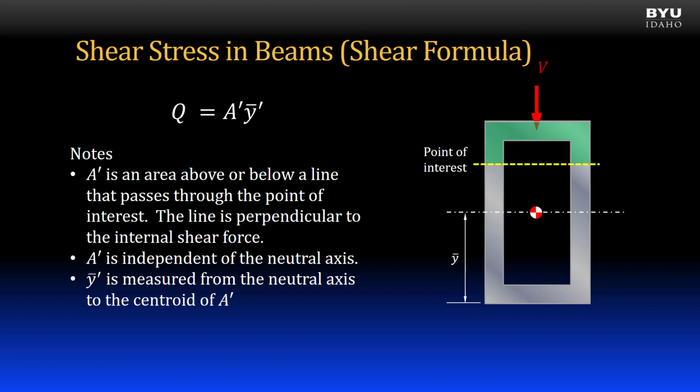A prime is an area above or below a line that passes through the point of interest. It always extends from the point of interest to the extreme edge of the cross-section. The line that defines the point of interest is perpendicular to the internal shear force, and the stress is constant on the line. Note that A prime is independent of the neutral axis. However, the point of interest is often taken at the neutral axis because this is often where shear stress is greatest. Y bar prime is measured from the neutral axis of the cross-section to the centroid of area A prime.